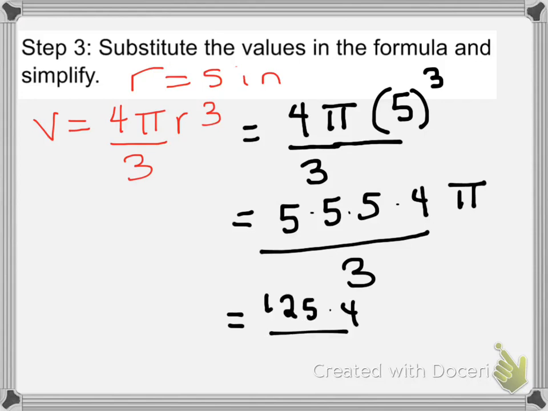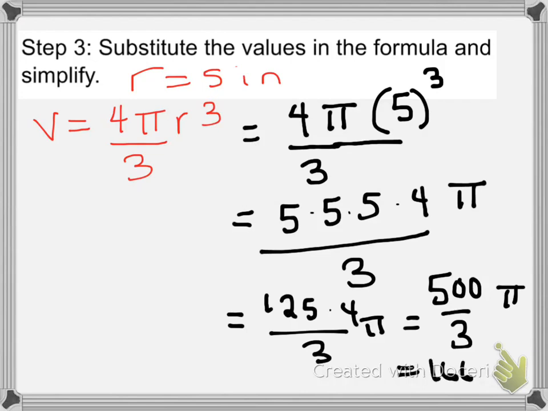Times 4, divided by 3 pi. 125 times 4, placed on the calculator, is going to be 500, all divided by 3. And that's just 166.7. It actually is repeating 666. We're going to round to the nearest tenth, 166.7 pi.